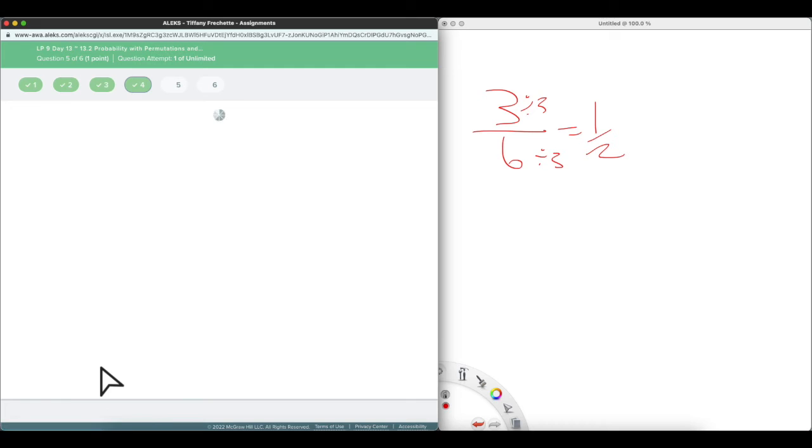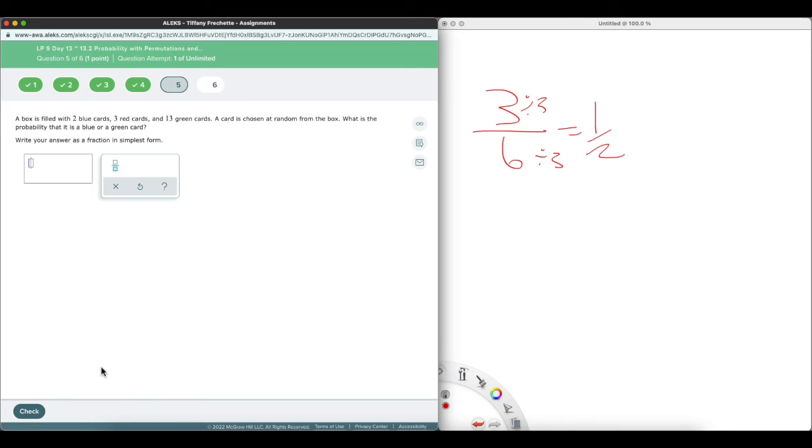All right. So we have a box filled with 2 blue cards, 3 red cards, and 13 green cards. A card is chosen at random from the box. What is the probability that it is blue or green? So same idea we just did. They're just not giving us a visual, are they? But they're giving us the same exact idea.